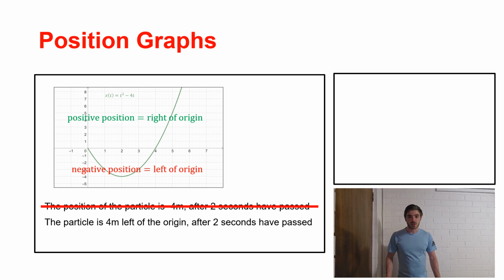Speaking of real-world scenarios, it's worth highlighting that only t values that are greater than or equal to 0 are defined for this graph. This is because t is a substitute for time, and negative time values just don't really make sense a lot of the time.